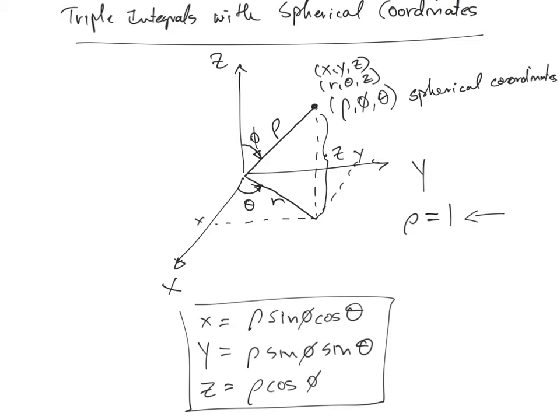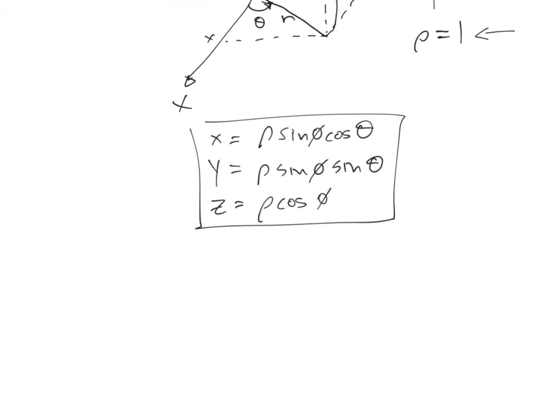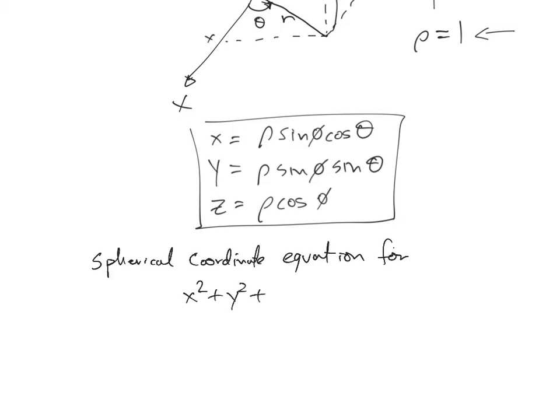Okay, so we already know for a sphere centered at the origin, its spherical equation is very simple. It's rho equal to whatever the radius is. What about the spherical coordinate equation for x squared plus y squared plus (z minus 1) squared is equal to 1? Well, first of all, what is that animal? Anybody want to guess?